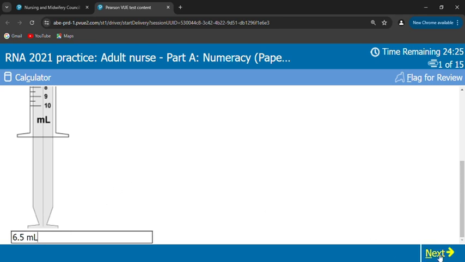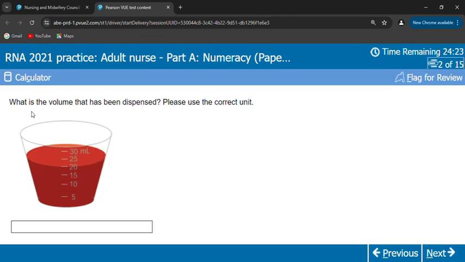Okay, now we move to the next question. What is the volume that has been dispensed? Please use the correct unit. This is a very easy question. All the questions are very easy. Here you can see 20 ml. So the answer will be 20, small m, then big L. This is the correct way to write your answer.